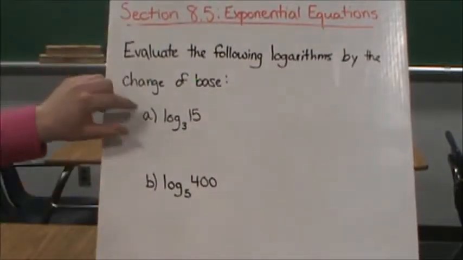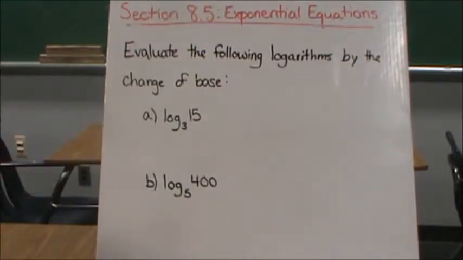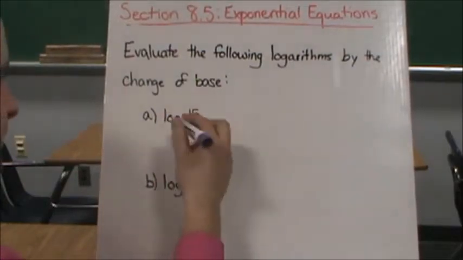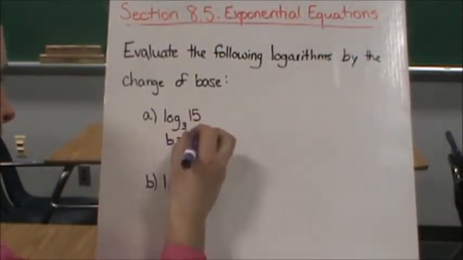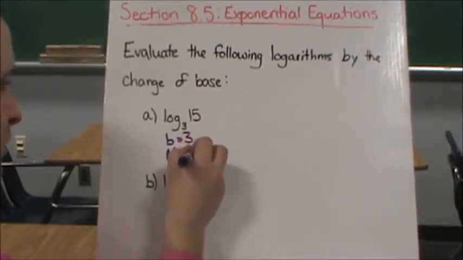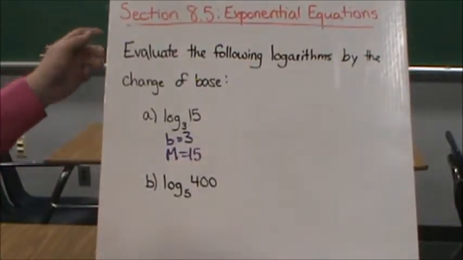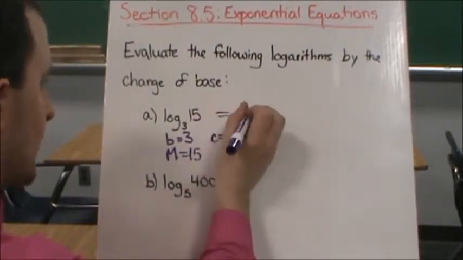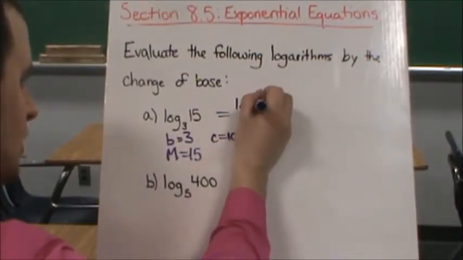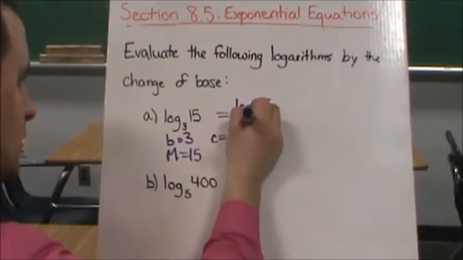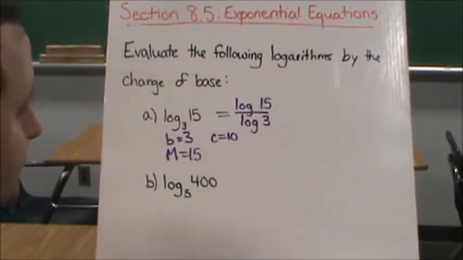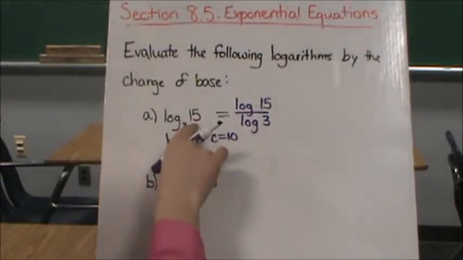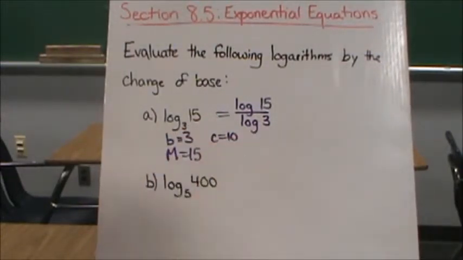First one we're asked to evaluate is log base 3 of 15. Now, remember what the change of base is. We're going to take our value of m and our value of b. So b equals 3 and our m equals 15. And since I told you we'll only be working with values of c that are 10, our c value is just 10. So we can write this simply as log of 15 over log of 3. And that's exactly what log base 3 of 15 is evaluated to. Just simply log of 15 divided by log of 3.